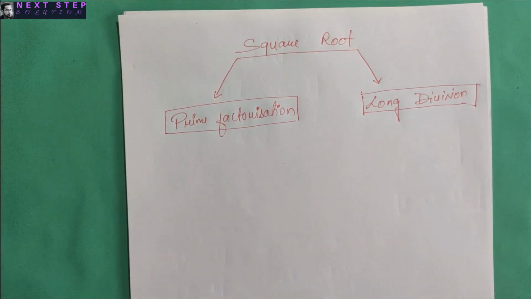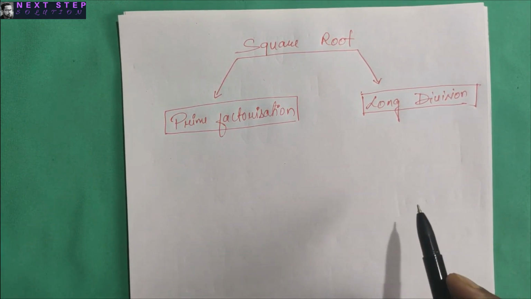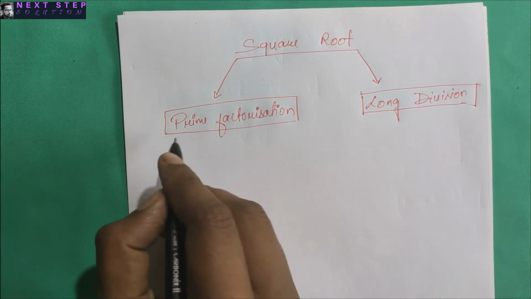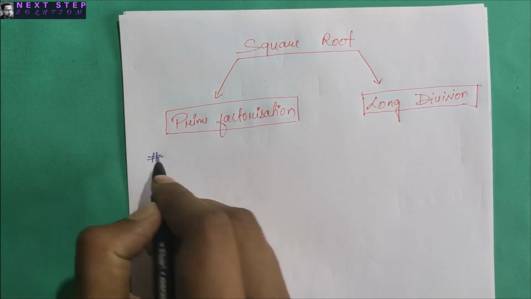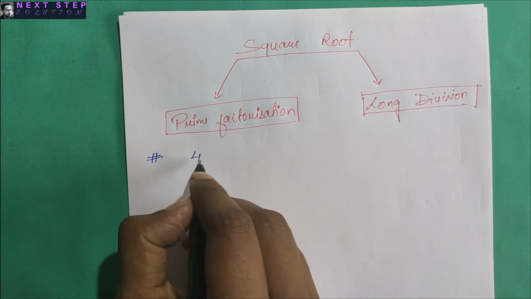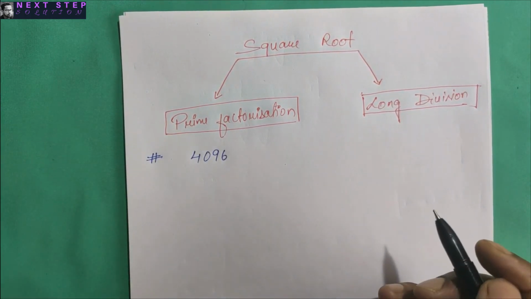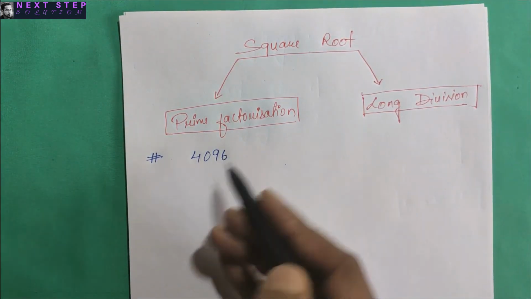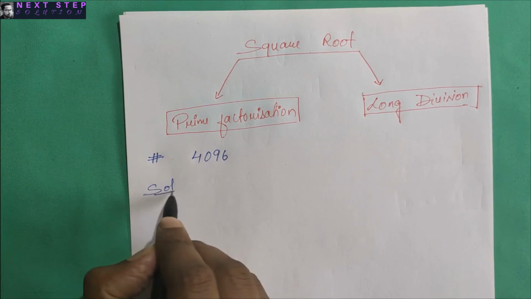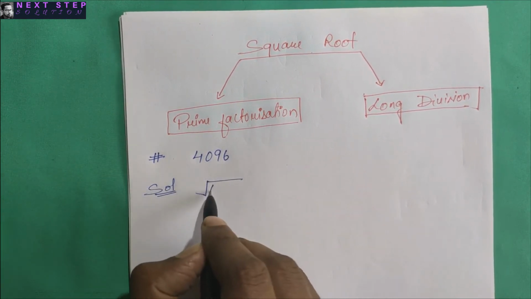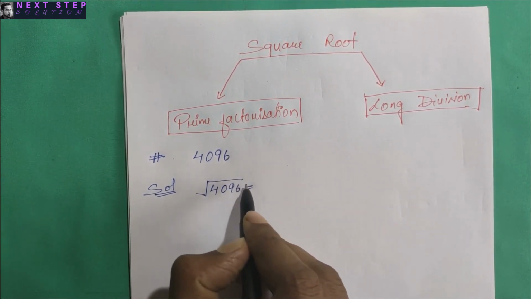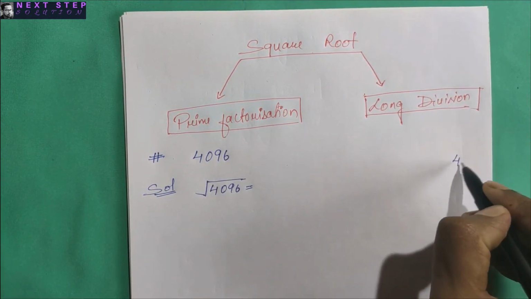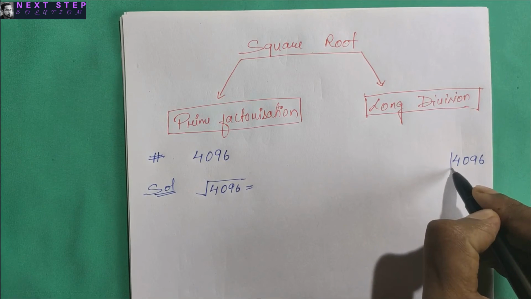Now, how to use these two methods to find the square root of any number? Let us see. First, we will start with prime factorization, and suppose the number given here is 4096. This is a perfect square number. We need to find out the square root of 4096. In order to do that, we write square root of 4096 equals, and the method is prime factorization, so we factorize this number. 4096, we are going to prime factorize it.